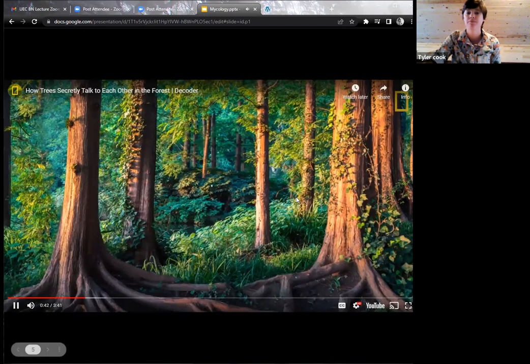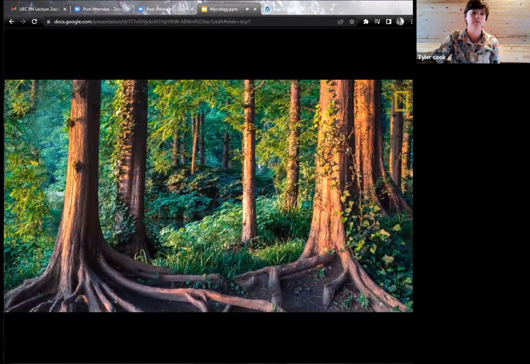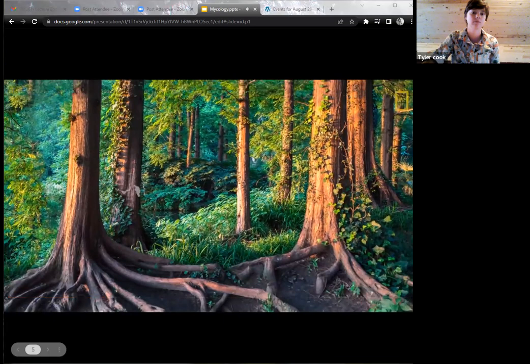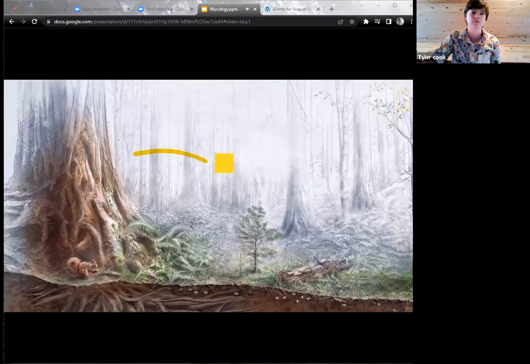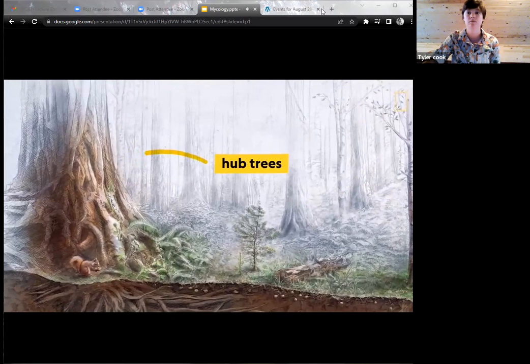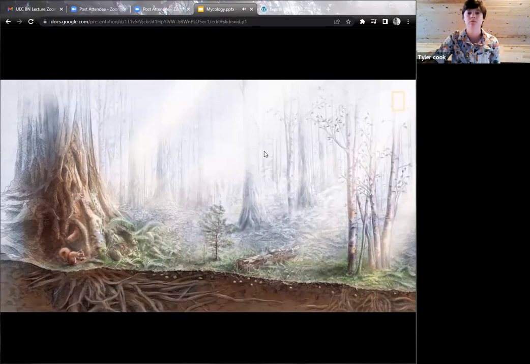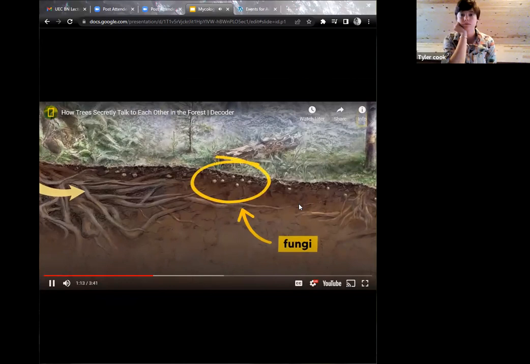Underneath the soil, a vast and interconnected network of life links the trees through their root systems. But they can't talk to each other without help. The whole process starts with hub trees, the oldest and tallest trees in the forest. Hub trees have greater access to sunlight, and through the process of photosynthesis, end up producing more sugar than they actually need. Underground, fungi need sugar to survive.